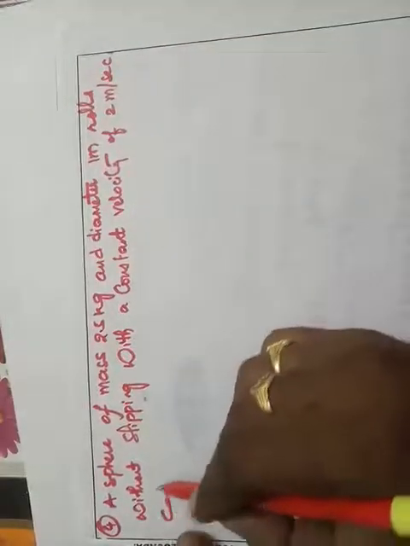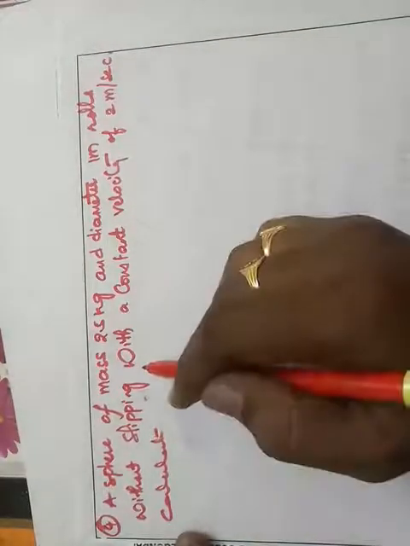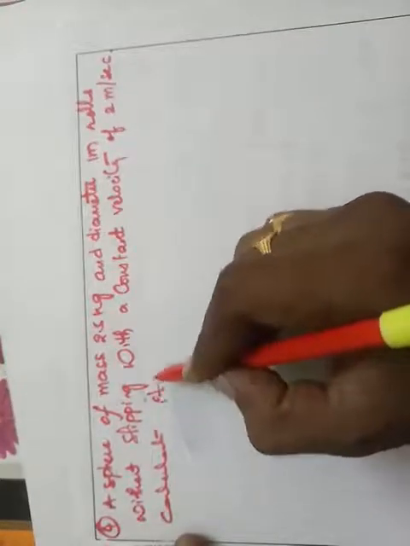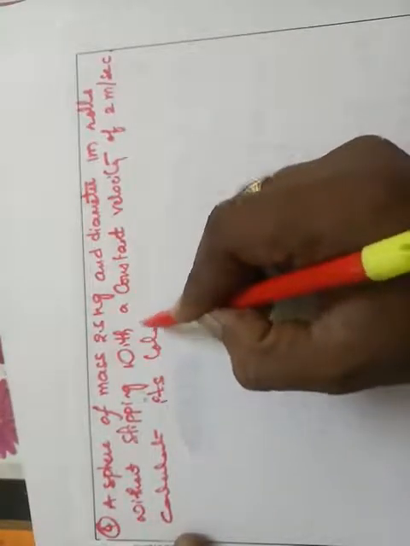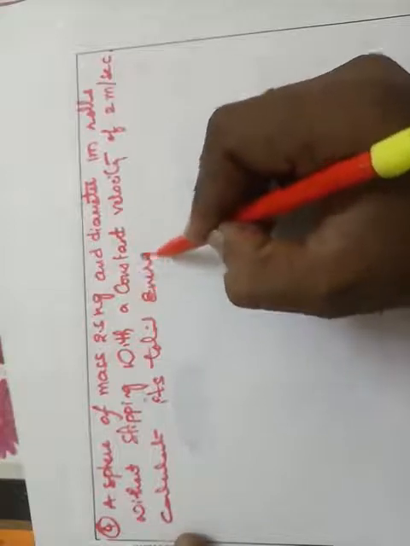Calculate its total energy. We have to calculate its total energy. So write the total kinetic energy. You know that the mass and diameter of the sphere are given there. It rolls down without slipping with a constant velocity of 2 meters per second, right?